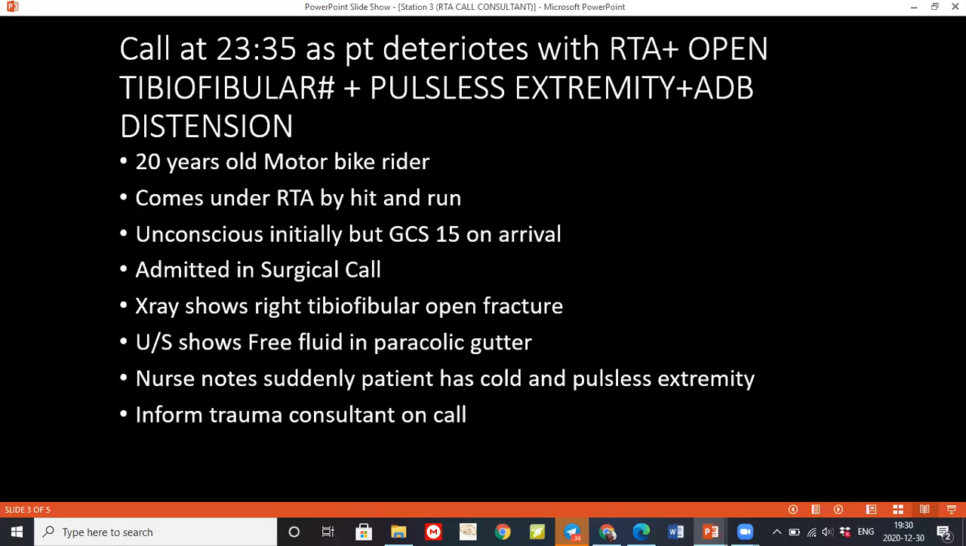Can you please tell me what investigations you have already done and you want to do further?